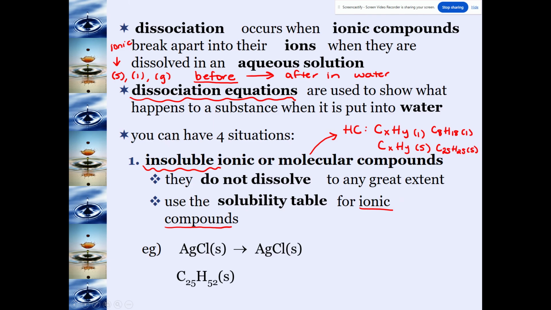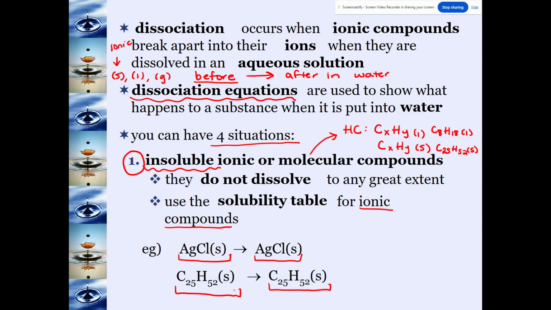This again was paraffin wax. When I wrote it up here, I wrote it wrong. C25H52. So when I have paraffin wax, before it's in water, it's a solid. Once I put it in water, it does not dissolve, it stays a solid. Okay, so your first of the 4 scenarios is that it is insoluble. When it's insoluble, what it looks like after it's in water is identical to what it looks like before it's in water. Okay, so that is the dissociation equation for an insoluble compound.